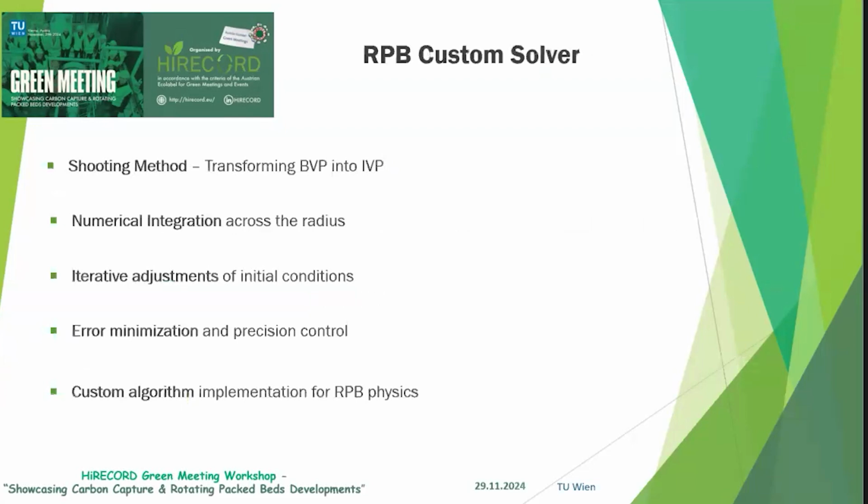To be more precise about our custom solver, we are using the shooting method, which is a transformation of a boundary value problem into an initial value problem in order to solve the model from the inner to the outer range. So we numerically solve the radial dimension from inner to outer until we meet the desired level of accuracy. This model is also custom-made for this type of operation in order to be flexible, accurate, and efficient.